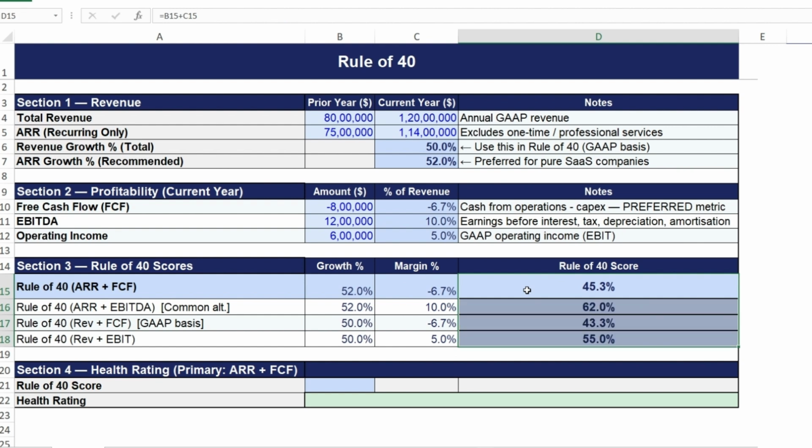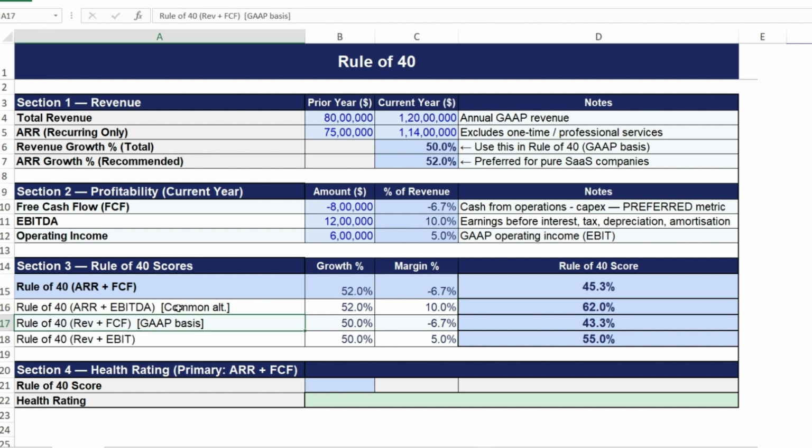So what exactly are we doing here? First of all, we have calculated ARR plus FCF, which is a good option because we are taking FCF into consideration, which is the cash that is actually there in the business. It comes to 45.3, and it is the best Rule of 40 calculation that one should use, and it is the preferred metric by investors. A common alternative to this can be ARR plus EBITDA, which comes to 62% here.